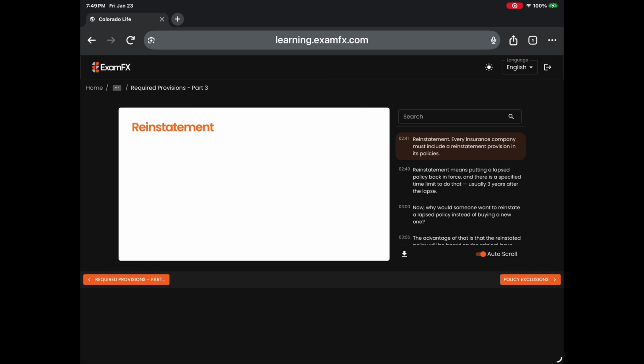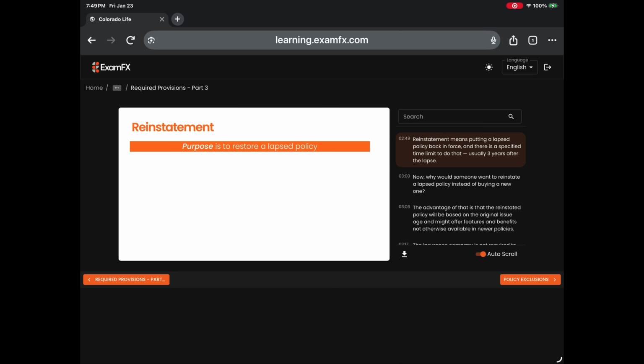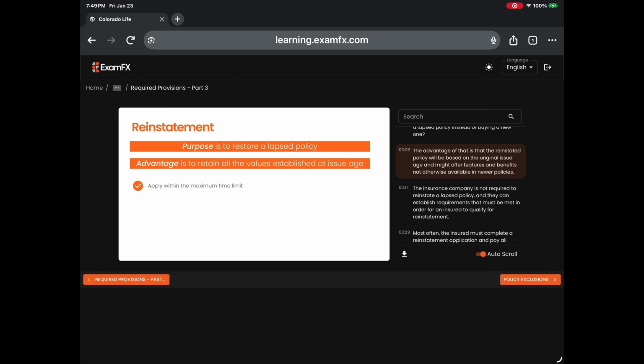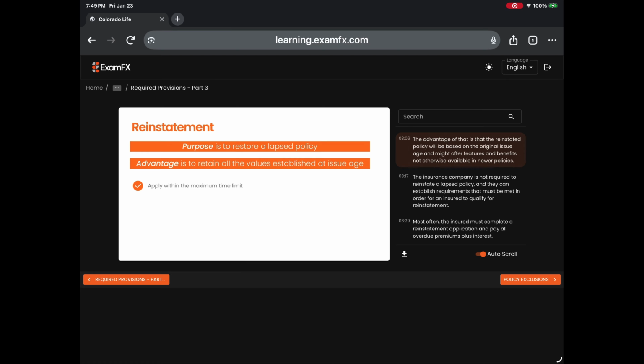Reinstatement. Every insurance company must include a reinstatement provision in its policies. Reinstatement means putting a lapsed policy back in force, and there is a specified time limit to do that, usually 3 years after the lapse. Now, why would someone want to reinstate a lapsed policy instead of buying a new one? The advantage of that is that the reinstated policy will be based on the original issue age and might offer features and benefits not otherwise available in newer policies.